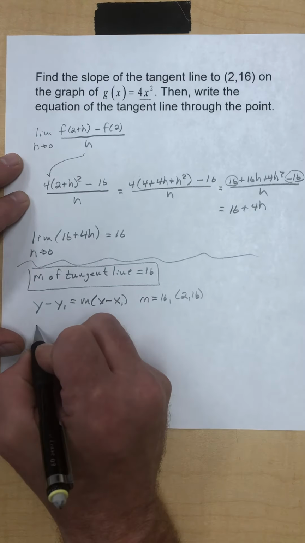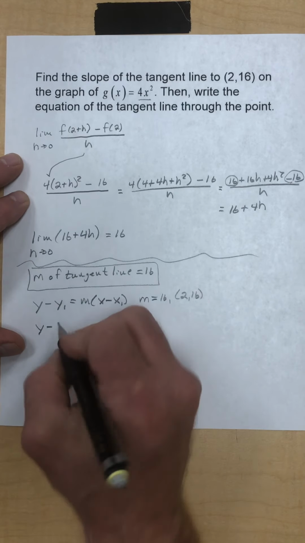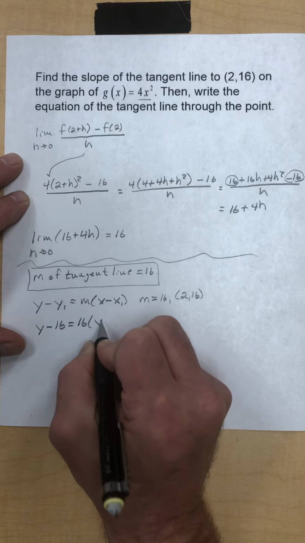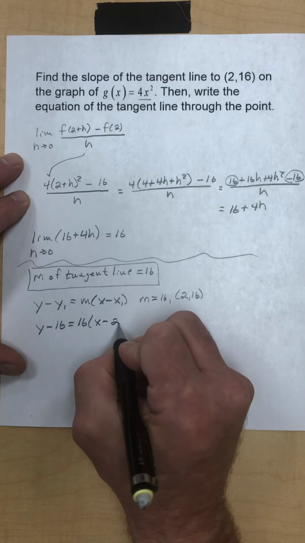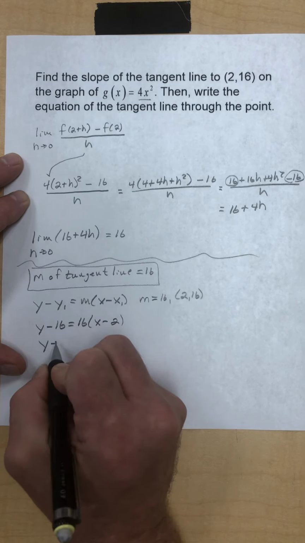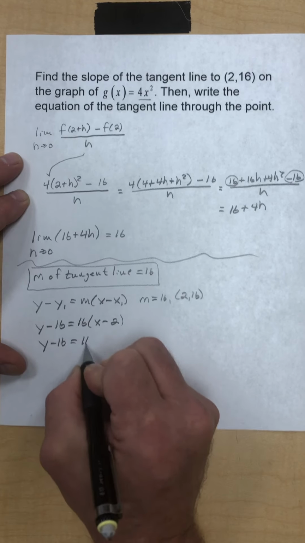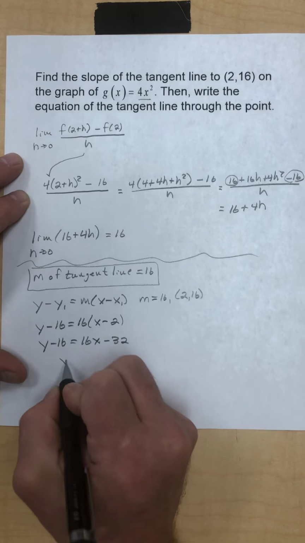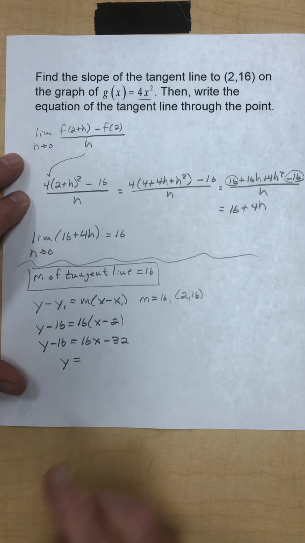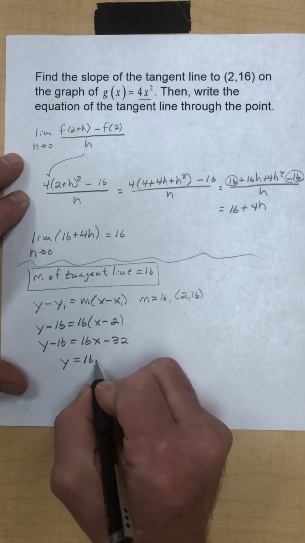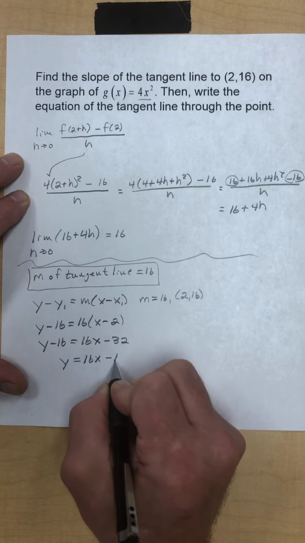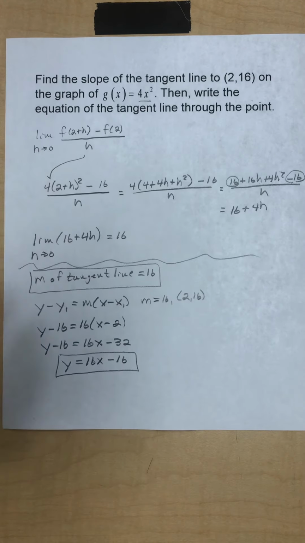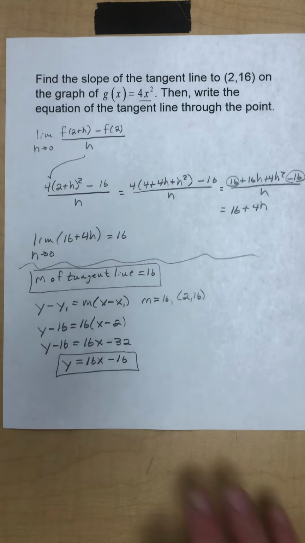Yep. So I get y minus 16 equals the slope, which is 16, times x minus 2. Okay, so y minus 16 equals 16x minus 32, and adding 16 to both sides gives me my equation in slope-intercept form. So we're going to get y equals 16x minus 16. And there's my equation in slope-intercept form. Okay, so we're in good shape there.